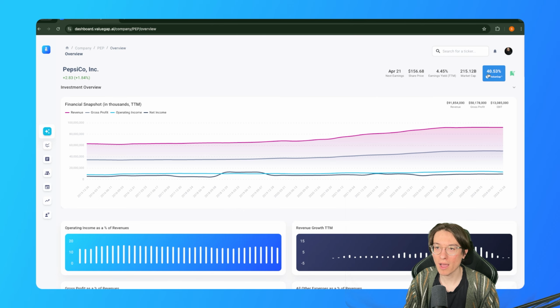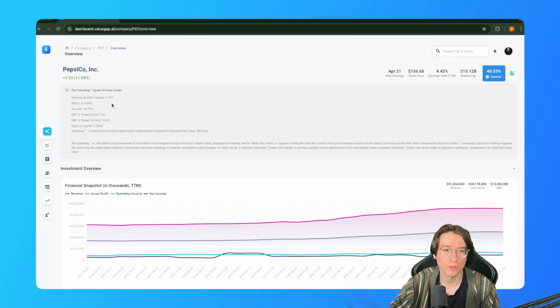Positive value gaps indicate that this might be an opportunity as a value investor that you might want to look at, and negative value gaps obviously indicate the opposite. As a general rule of thumb, we like to say that value gaps above 20% should pique your interest, as we think that gives a sufficient margin of safety to look into that position. But nevertheless, let's drill down on this value gap.